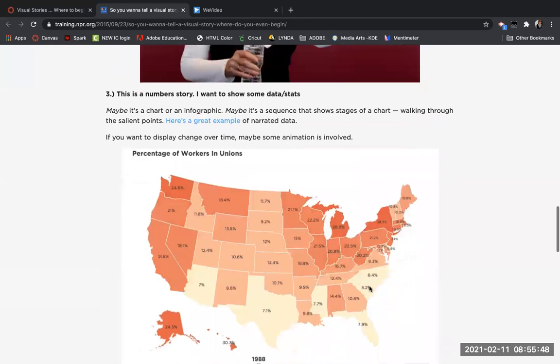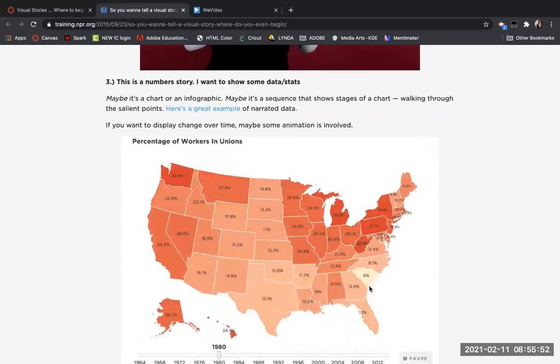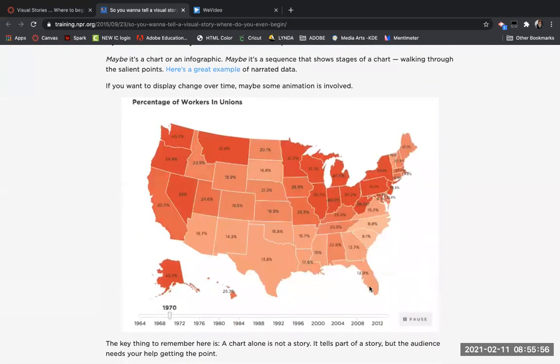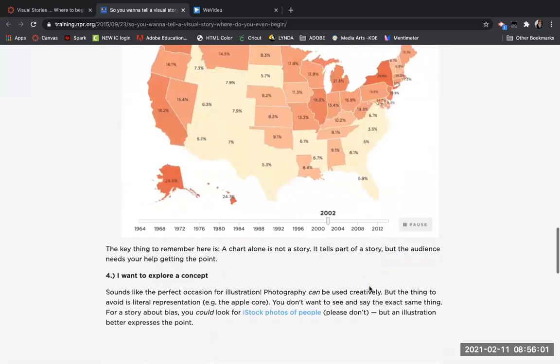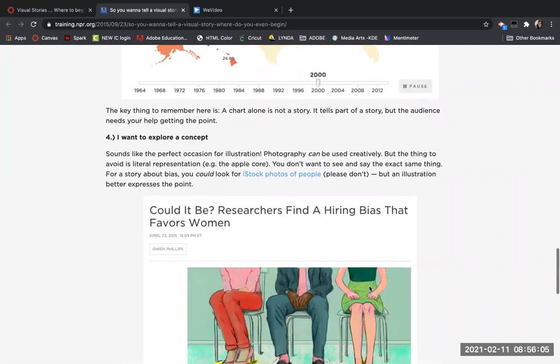Numbers, stories, data. You can always make a map and put numbers on them, or graphs. So that could be something. If there's something interesting, data driven, you could make that as your story. Concepts.